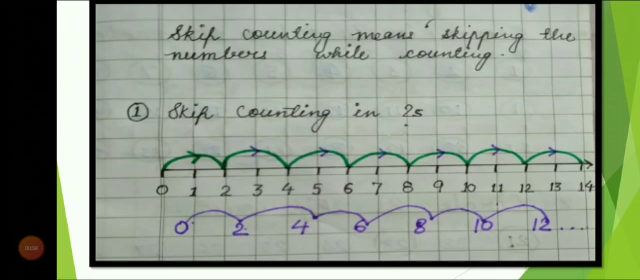Students, if we start from 0, then in 2s skip counting, we will reach every second number. If we start from 0, the second number is 2. And if we start counting from 2, then every second number is 4. The next second number is 6. And from 6, the next second number is 8. And from 8, the next second number is 10. And so on, students. Okay, it means in 2s skip counting, we obtain the numbers 0, 2, 4, 6, 8, 10, 12 and so on. Okay.